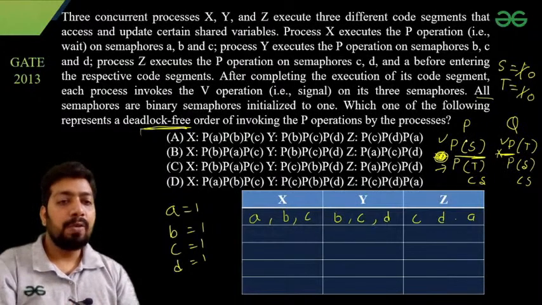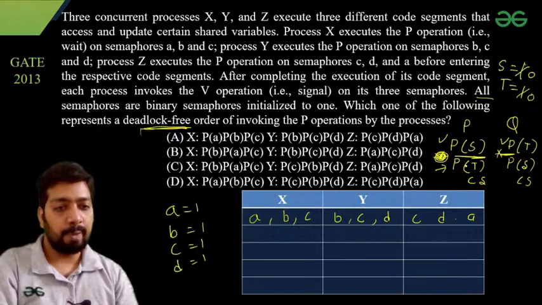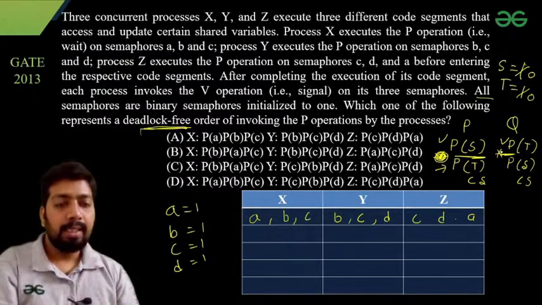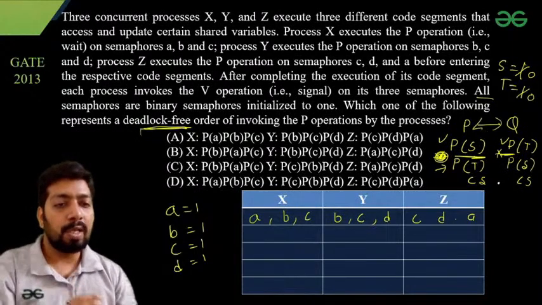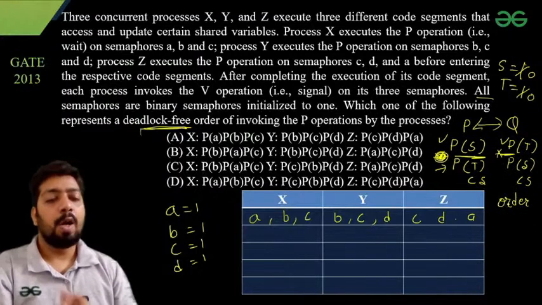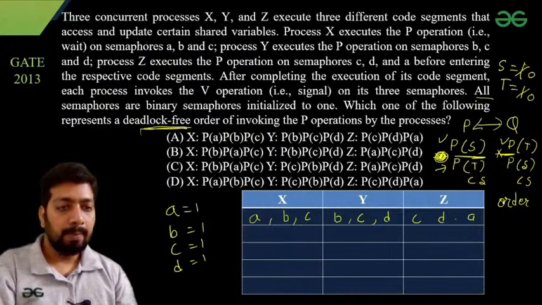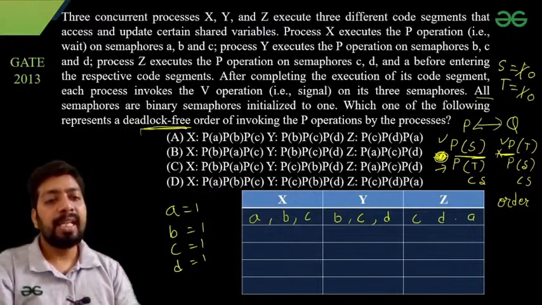Both have executed one wait operation, and they are waiting to execute another wait operation to enter their critical section, but they cannot. So for deadlock, if the order is changed, then only there can be deadlock. If the order is the same, then there cannot be deadlock. So from this, I draw a conclusion: order matters. The order of wait operations on semaphores matters. If the order is the same, there will not be deadlock. If the order is different, then only there will be a deadlock.